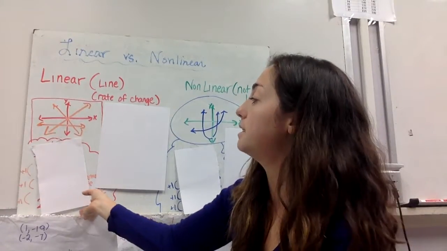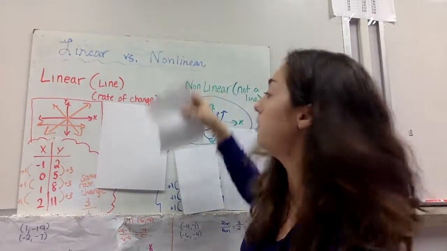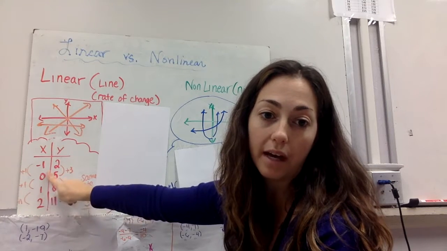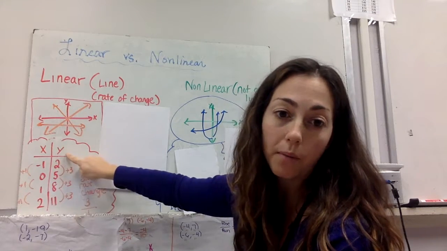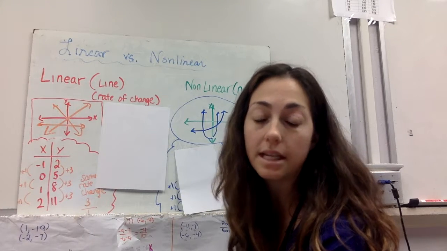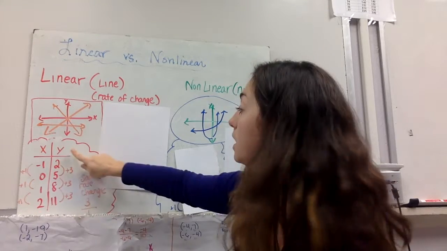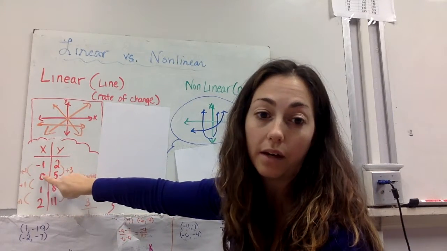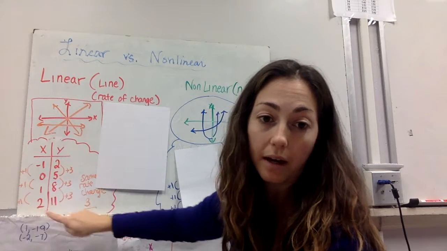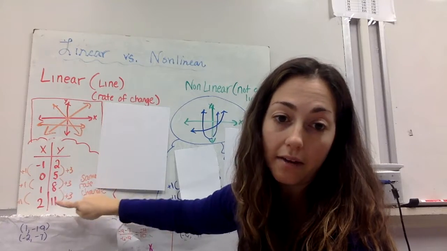The next thing we look at is a table of values. For a table of values, an input-output table, I have my x values here: -1, 0, 1, and 2. For my y values, I have 2, 5, 8, and 11. And I'm looking for, is there a pattern? Is there a rate of change to determine whether it's linear or not? So I'm looking at my x's. I go from -1 to 0, 0 to 1, 1 to 2. Every time I'm adding 1. From 2 to 5 to 8 to 11, I'm adding 3 every time.